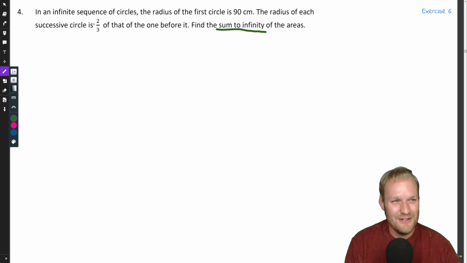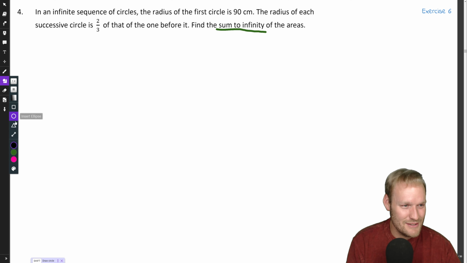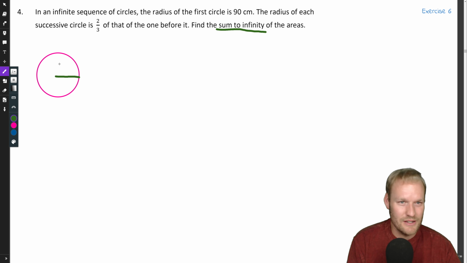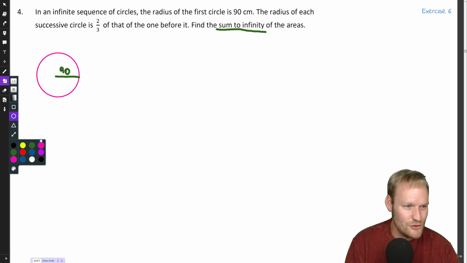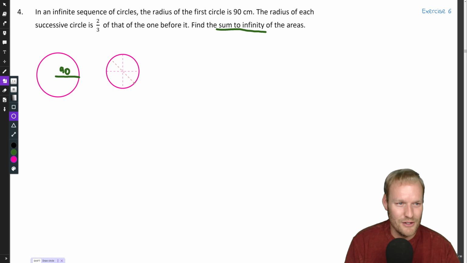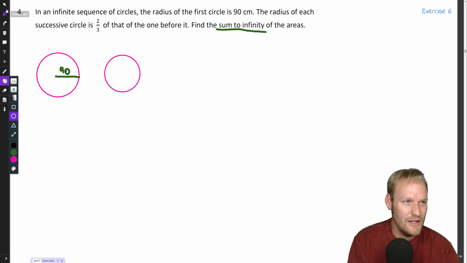So, in an infinite sequence of circles, the radius of the first circle is 90 centimeters. My brain's run out of space, so I'm going to draw what's being talked about here. We're given a circle, just the one. And we're told that its radius is 90 centimeters. The radius of each successive circle is 2/3 of the one before it. Okay, so next circle. There you are.